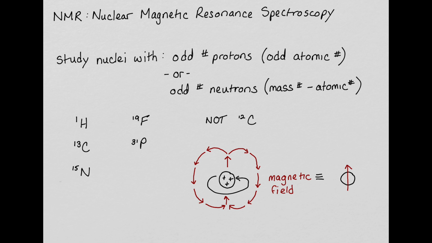This can be represented by a sphere with an arrow, where the arrow is indicating the direction of the magnetic field of that specific nucleus. Of course, in any given sample, we don't have just a single nucleus with a spin. We have many, many nuclei, all with their own spins. And in the absence of any external forces, those spins can be pointing in any direction.